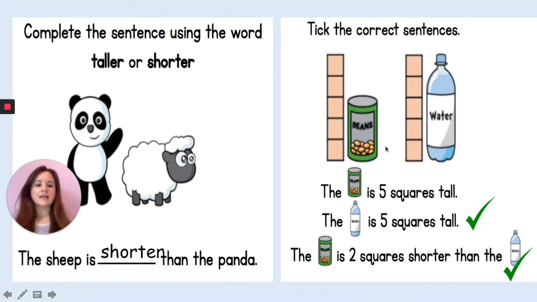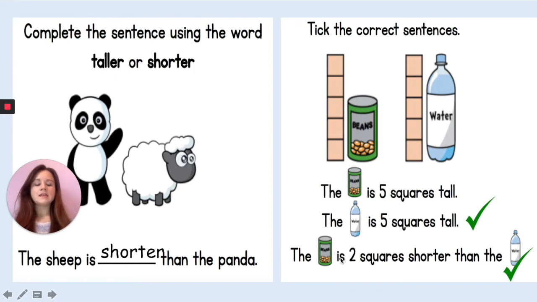Tick the correct sentences. The beans are 5 squares tall. Is that right? 1, 2, 3. No, the beans are 3 squares tall. The water is 5 squares tall. Let's check. 1, 2, 3, 4, 5. So yes, that is correct.